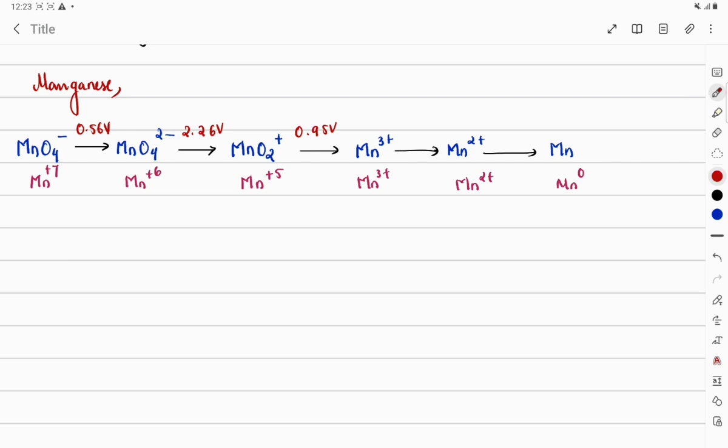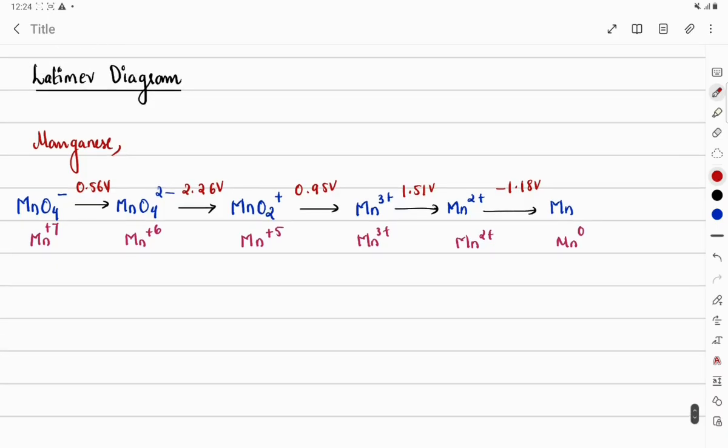The reason is +4 oxidation state is not that stable for manganese. Okay, the next is 1.51 volt for +3 to +2, and finally for +2 to 0 it is -1.18 volt. So in the Latimer diagram you see the variable oxidation states of metal from the most oxidized on the left to the least oxidized on the right, and the reduction potential is given for every particular step. So this is actually a very useful diagram. You will get to know the reduction potential values for every step.